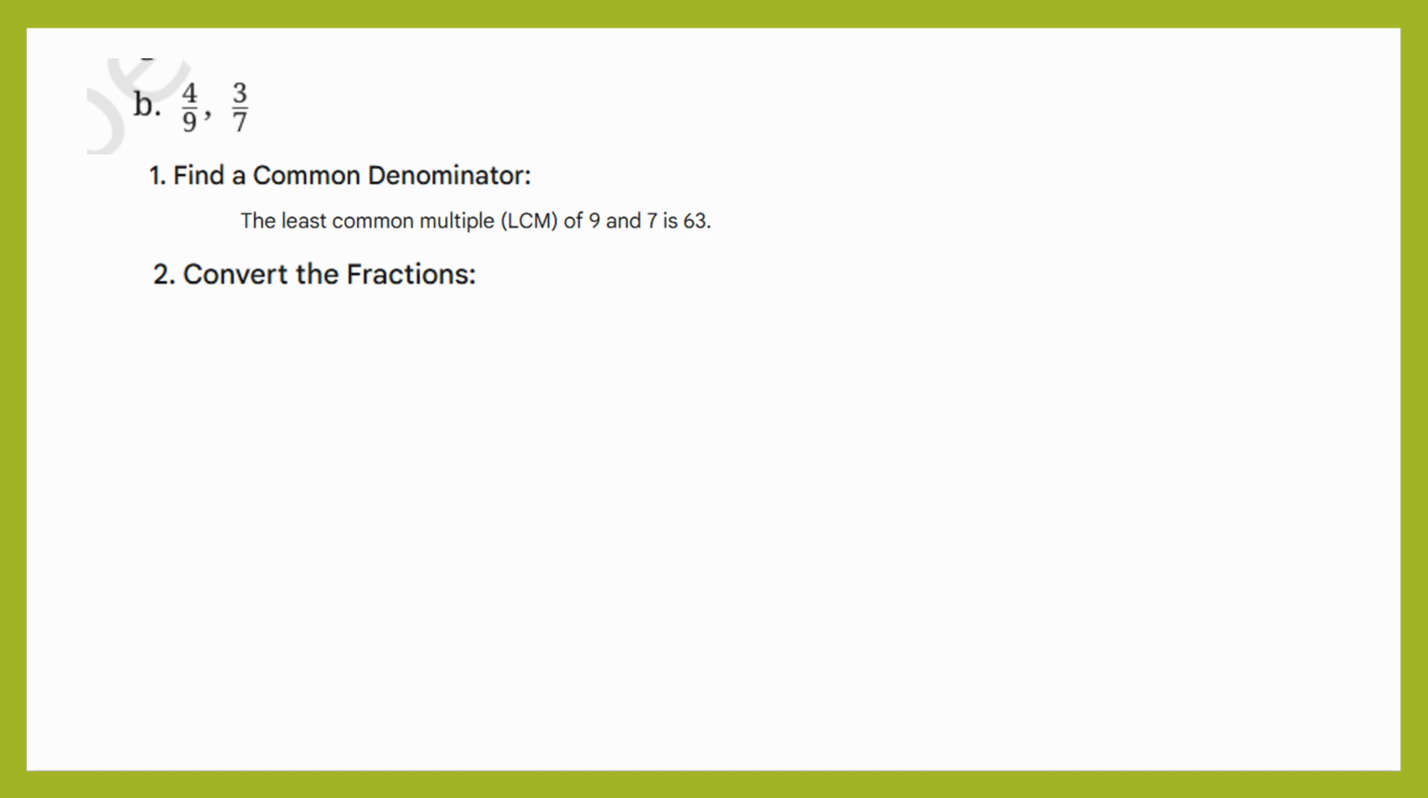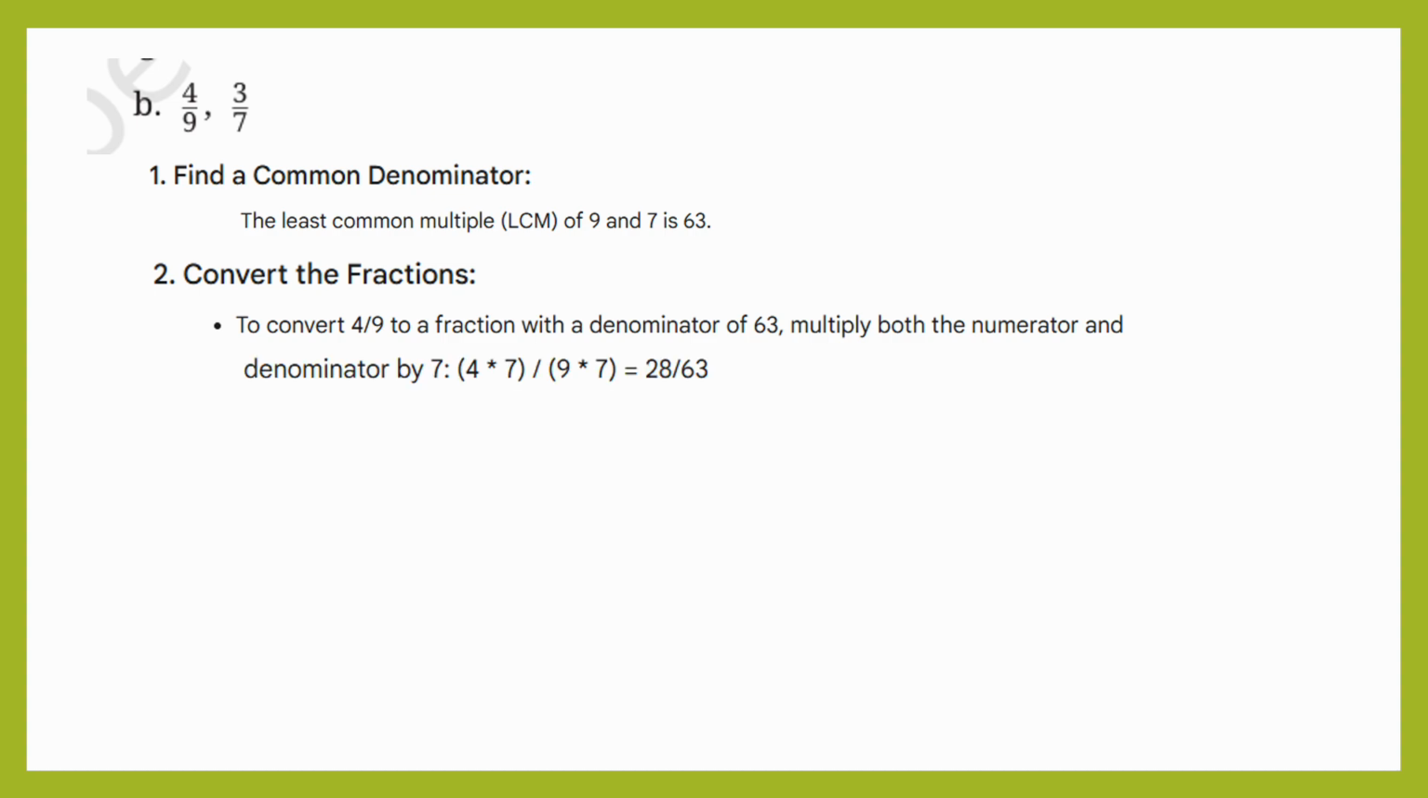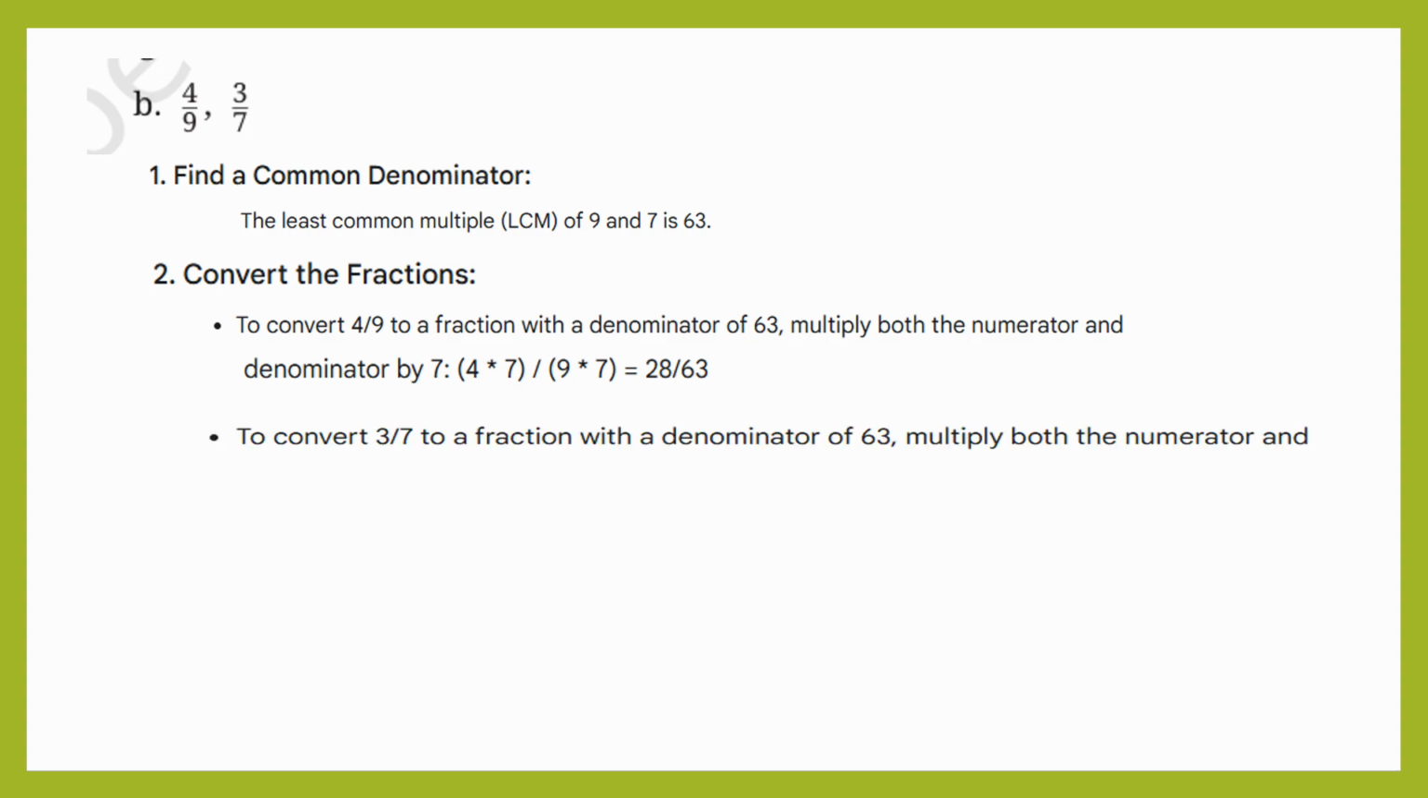Next one, 4 by 9 and 3 by 7. First we have to find a common denominator. So we have to find the least common multiple of 9 and 7. It is 63. Then we have to convert the fractions. To convert 4 by 9 to a fraction with a denominator of 63, multiply both numerator and denominator by 7. So 4 into 7 is 28, 9 into 7 is 63. So we will get the fraction 28 by 63.